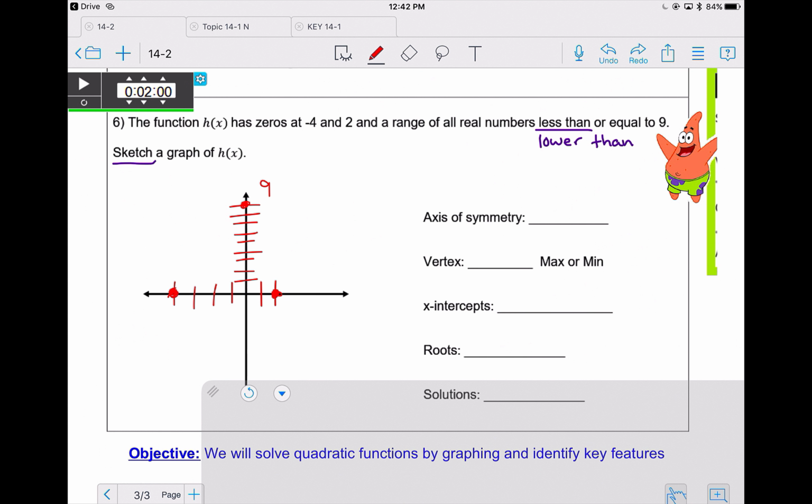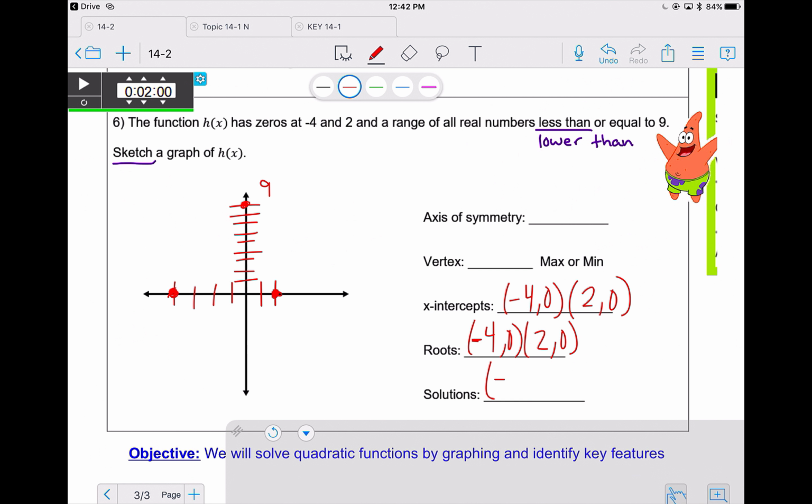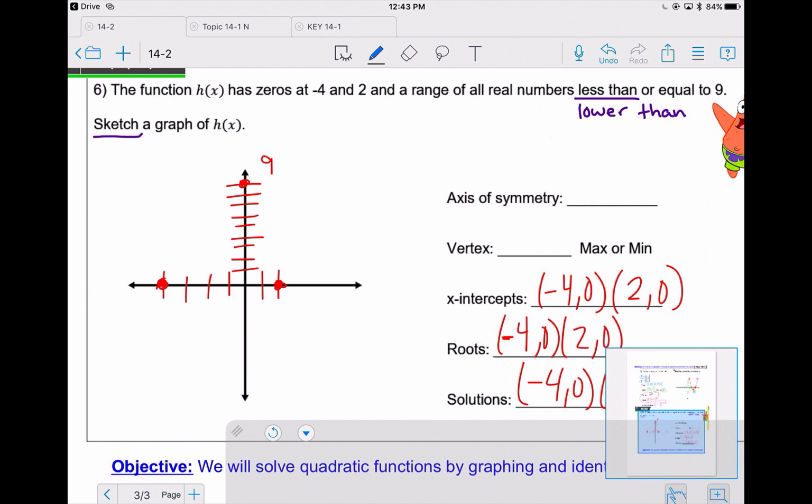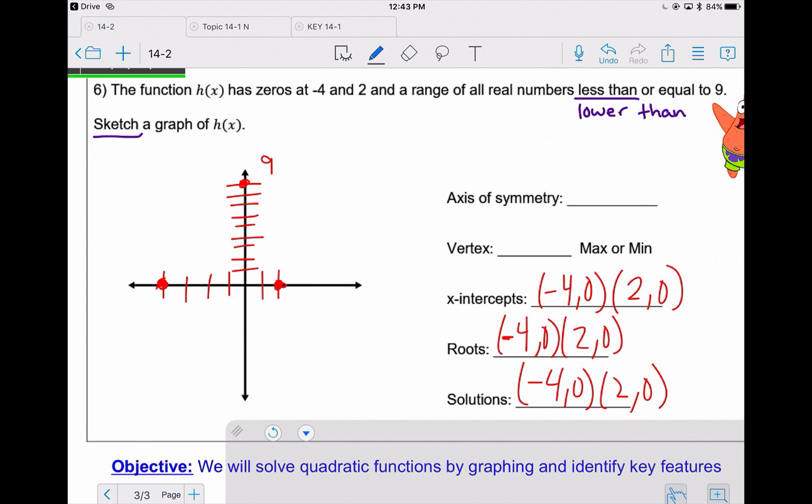Now, my graph isn't exactly accurate, so I'll hold off on that. Okay, so we know our x-intercepts are negative 4 and 2. Roots mean the same thing as x-intercepts. Solutions mean the same thing as x-intercepts. Remember, you cannot just draw arrows. You will not get credit for that because you do have to rewrite them to remind yourself these all mean the same thing.